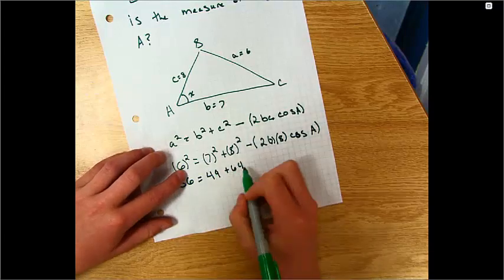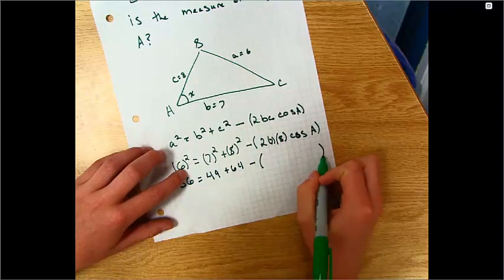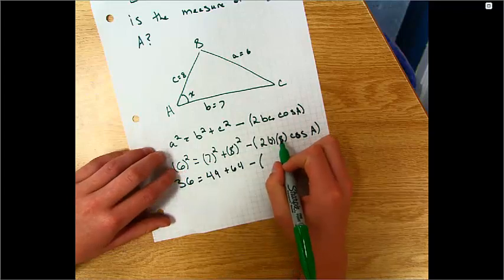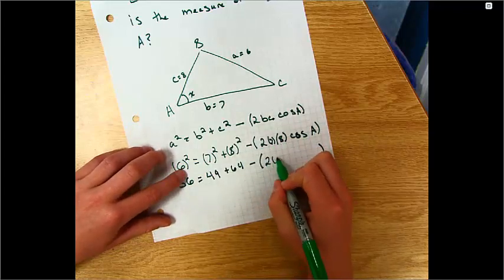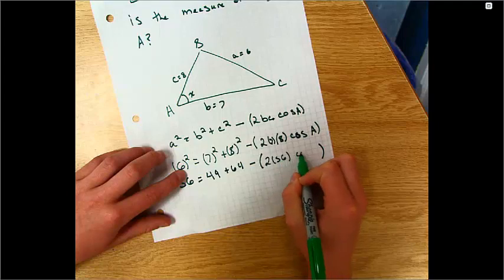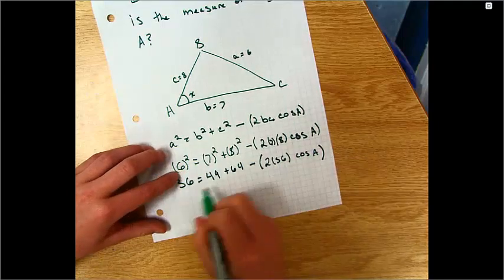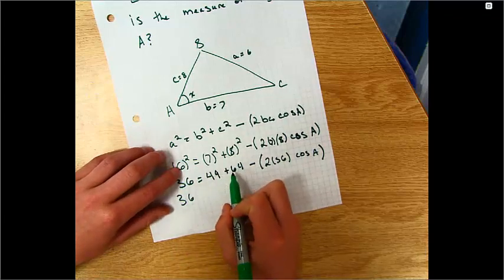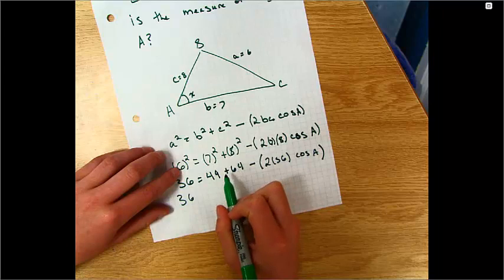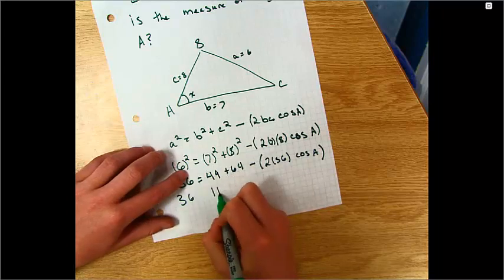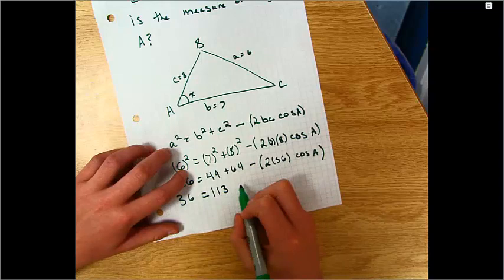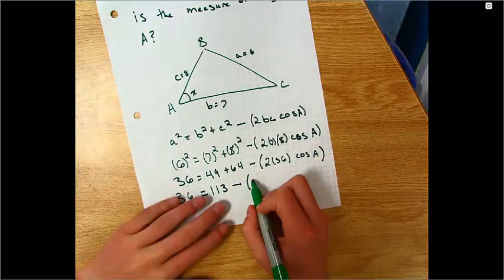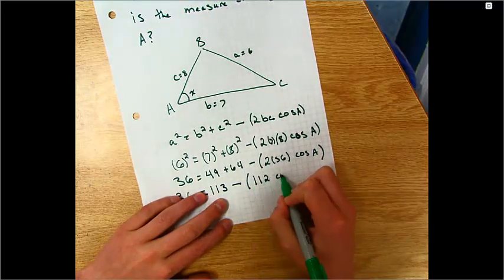So now you have to solve for this. Keep this in parentheses because it's separate. So 7 times 8 is 56, so 2 times 56 times cosine A. Now you want to clean up the first two terms, so 49 plus 64 is 113, minus, and then 2 times 56 is 112, times cosine A.